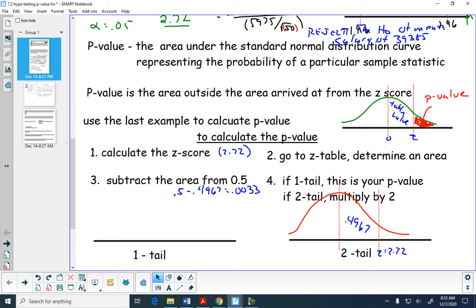Well, this is a two-tailed test, so we're going to take 0.0033 times 2, 0.0066. If this was a one-tailed test, this is your p-value. This is a two-tailed test, you multiply by 2, because we have both the areas. That is the reason why. If you look at a two-tailed test, you have 0.0033 here, you have a 0.0033 here.